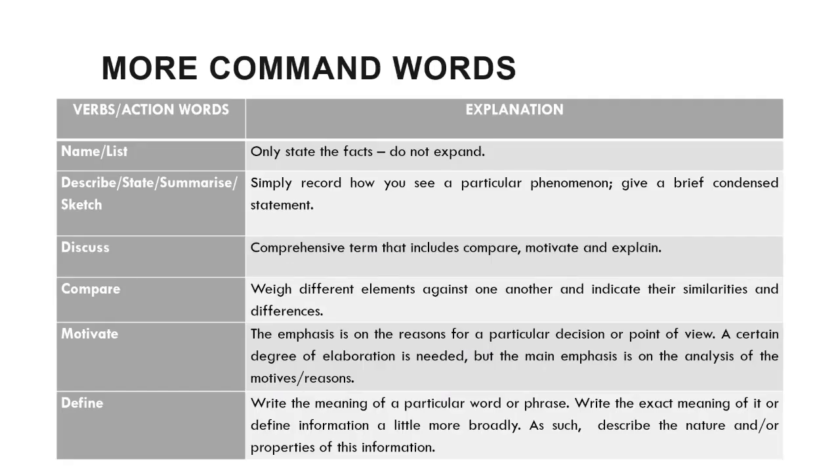All right. Now, these are more command words that you will encounter in your exams, such as name or list. Name or list is a very low cognitive level. This requires you to only state the facts and not expand. Describe, state, or summarize: simply record how you see a particular phenomenon. Give a brief, condensed statement. Discuss is a comprehensive term that includes compare, motivate, and explain. Compare means that you must weigh different elements against one another and indicate their similarities and differences.